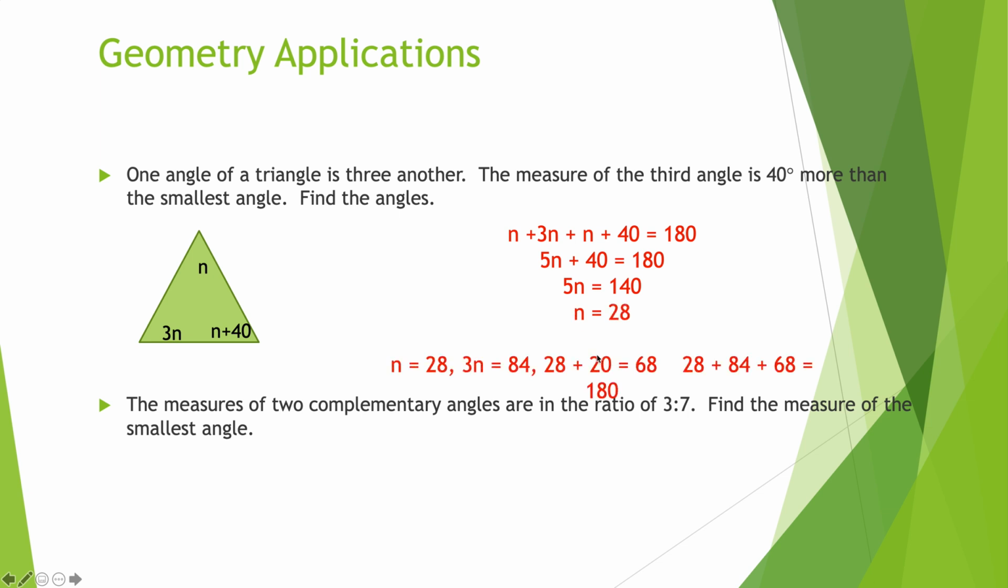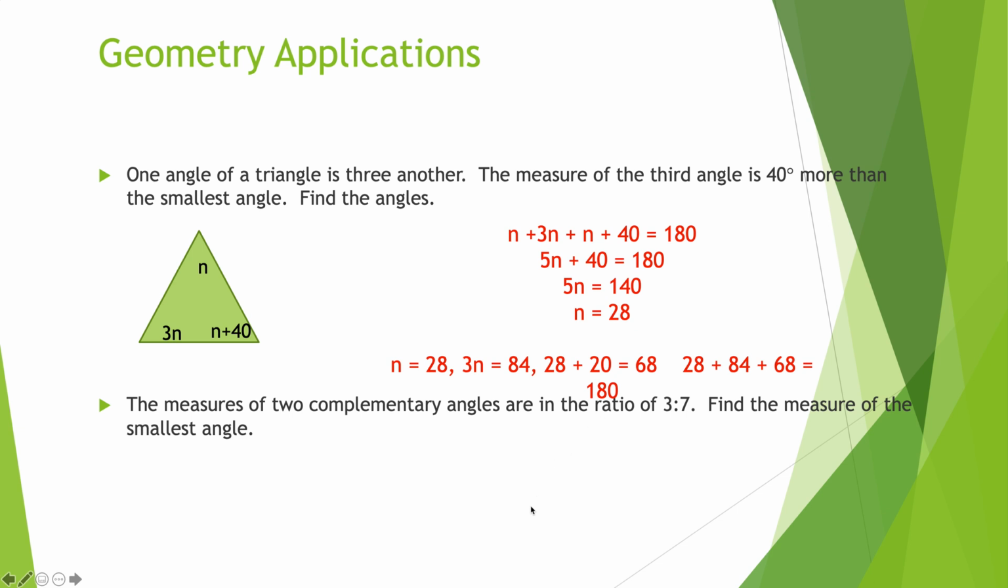Plugging them back in, if N is 28, 3 times 28 is 84. And 28, it should say plus 40. I wrote 68, but I didn't change it because this was off the other slide. 28 plus 40, this right here should say 40, is 68, okay? And then add them up, 28, 84, 68, bingo, lights flash, bells ring, that's 180.